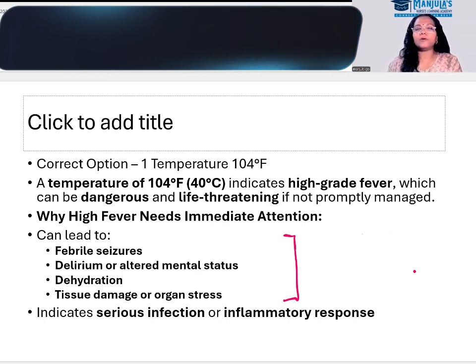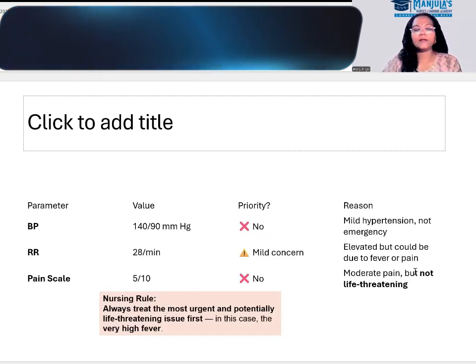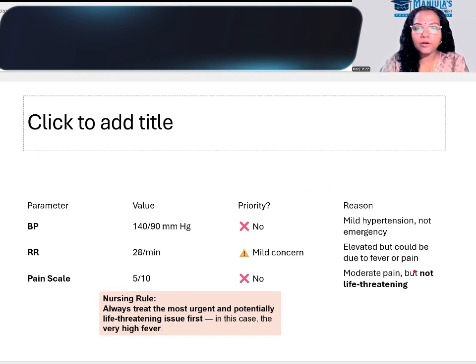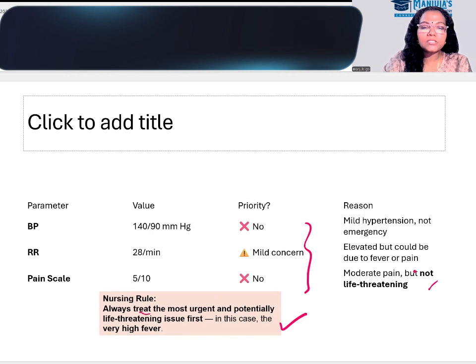That's why it is very important to bring down the temperature first. So if the temperature is 104 degrees, it also indicates that there is some serious infection happening in the body or some inflammatory response going on which needs immediate attention, right? All right. So the other options are not of concern or not at all life-threatening. So a rule of thumb is that always treat the most urgent and potentially life-threatening issue first. Now, in this case, in our choices, it is a fever. So that has to be attended first.